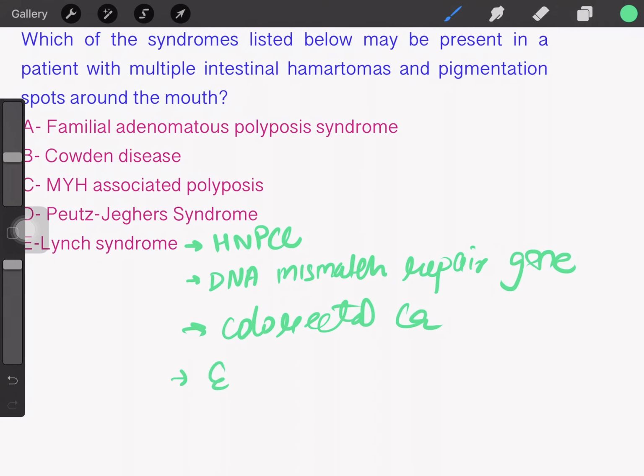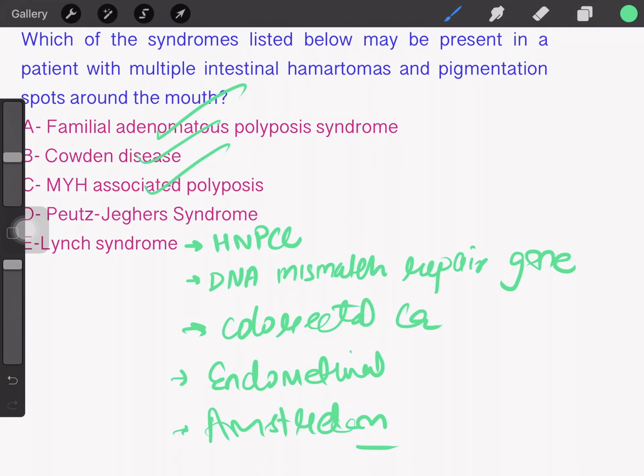Also, it causes endometrial cancer. See, there is something called Amsterdam criteria related to this, which you should know. It involves your first degree relative and a lot of things, I don't remember it, but yeah, you can read about it. So we end up reading 5 topics because of one question. 5 very high yield topics. You are bound to have a question from at least 2 to 3 of them in a MCQ exam. It's very high yield, very important.